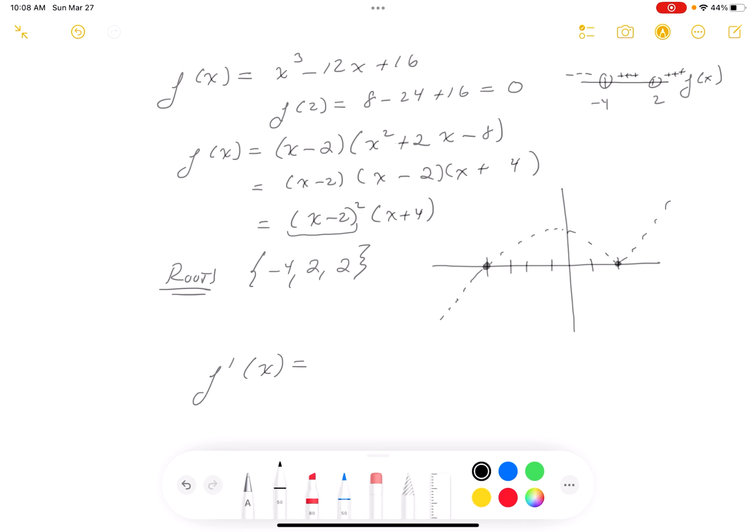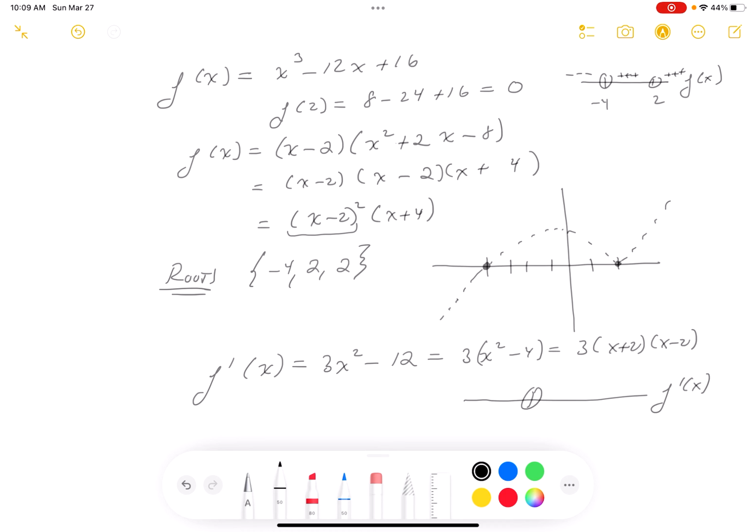What do you get there? 3x squared minus 12. I'm going to factor that. I'm going to factor a 3 out. And what do you get? X squared minus 4. This factors to 3, x plus 2, x minus 2. So I'm going to do my analysis on that derivative now. Very simple analysis.